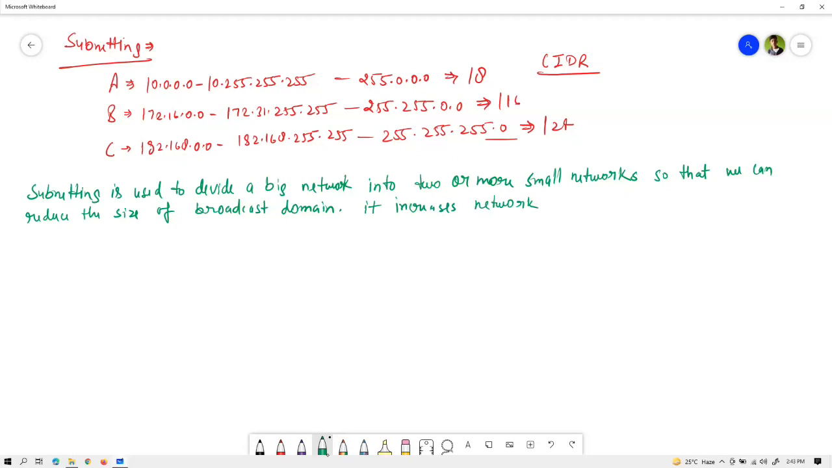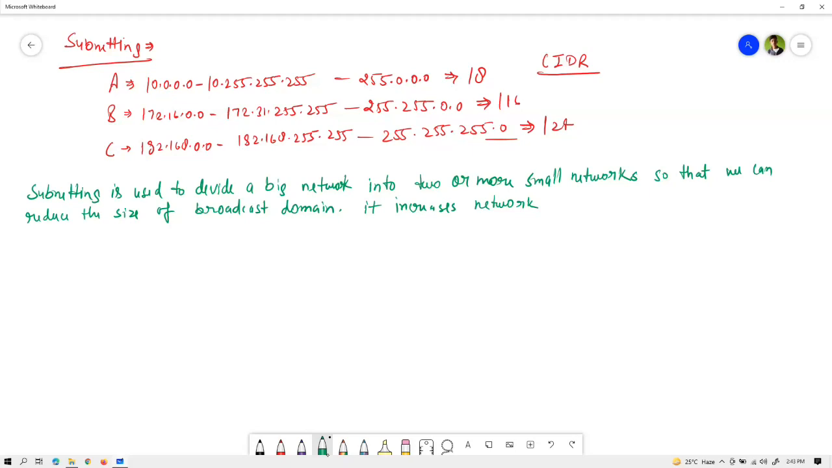Because if you are connecting all the endpoints in the same network, they will be able to communicate with each other, right, without any restriction. Okay, because all the hosts are connected in the same broadcast domain. So a broadcast sent by one device on the network will be processed by all the hosts, creating lots of unnecessary traffic. So subnetting will reduce the size of the broadcast domain. On the other hand, it will increase network security.